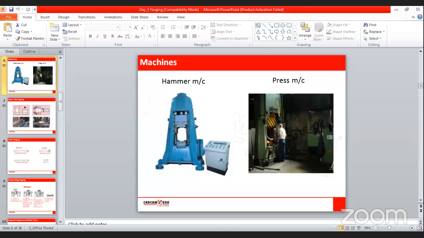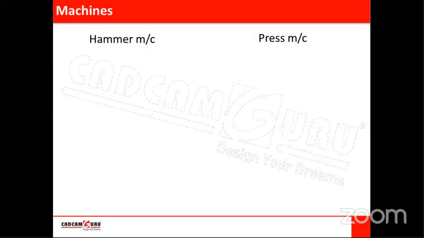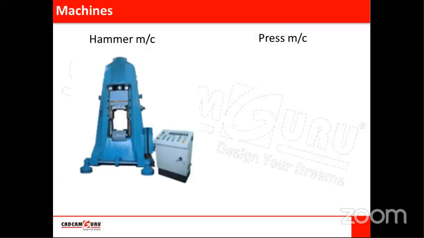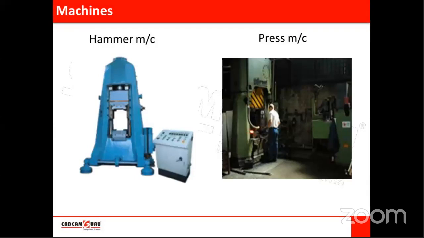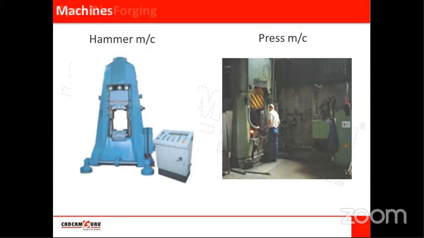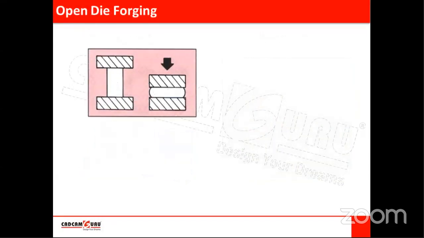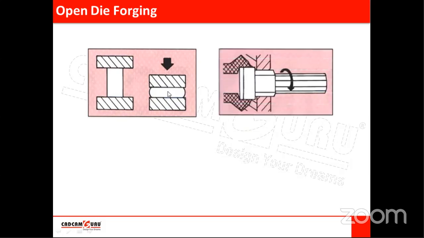Now continue with our presentation. Yes, this is a hammer and this is a press. In a hammer we are using impact loading and in a press it is gradual loading. This is open die forging. We have seen it in the video actually. See, these two dies don't have any particular shape and this is just pressed. This is also open die forging.